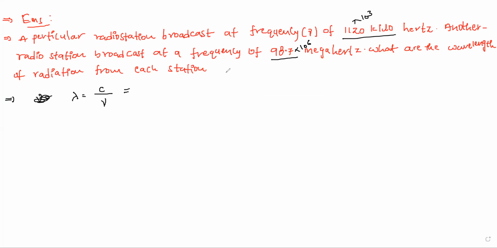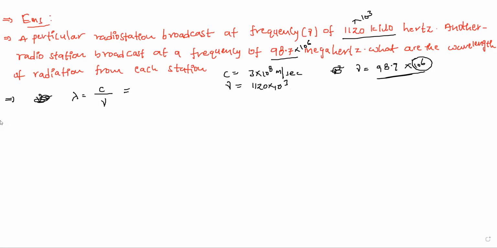Yes, the c value we know, that is the speed of light, c equal to 3 into 10 to the power of 8 meter per second. And here frequency for first one, 1120 into 10 to the power of 3 for kilohertz. And for second station, nu 2, 98.7 into 10 to the power of 6. This is megahertz. 10 to the power of 6 value for megahertz and 10 to the power of 3 value for kilohertz. Okay.